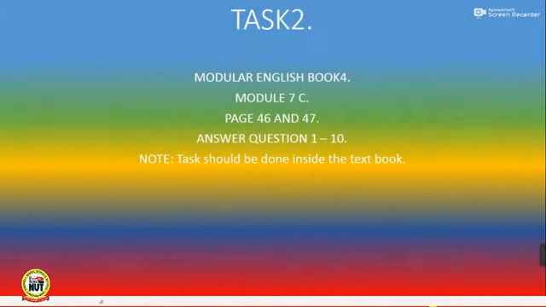Let's see what we have now. We have a text too. Get your Modular English Book 4, Module 7C, pages 46 and 47. I would like you to answer questions 1 to 10. Note, the text should be done inside the textbook. Let's not forget that pronouns are words used in place of a noun, while personal pronouns and reflexive pronouns talk about yourself.